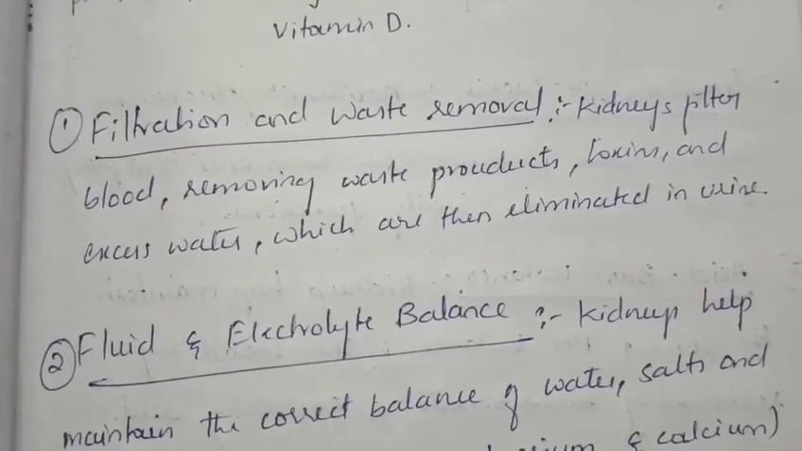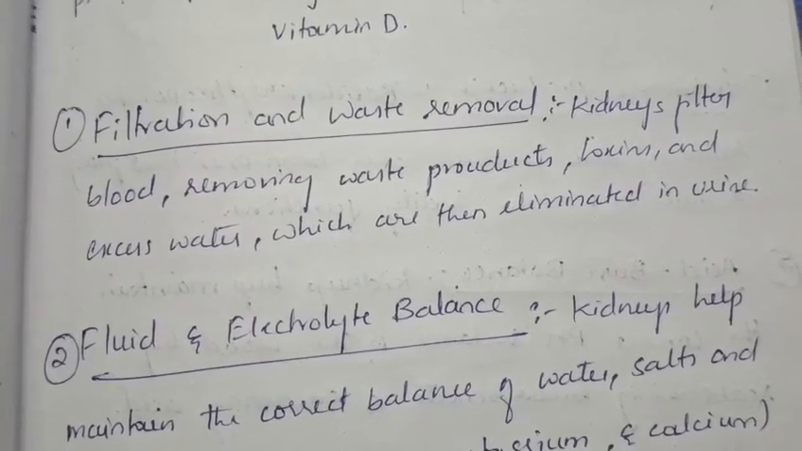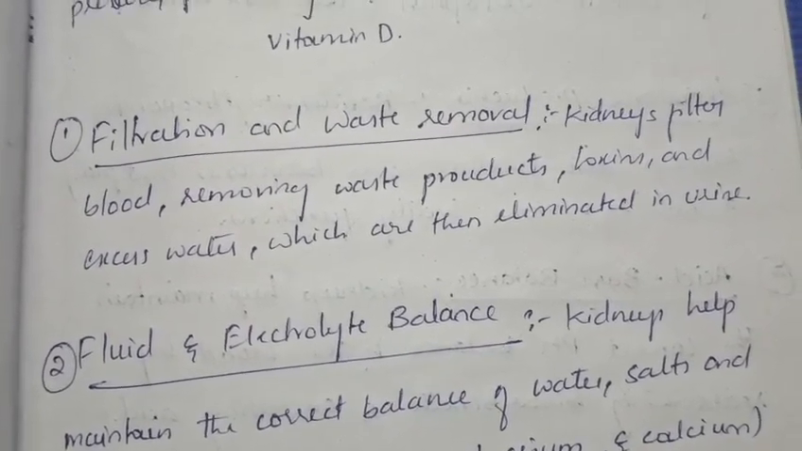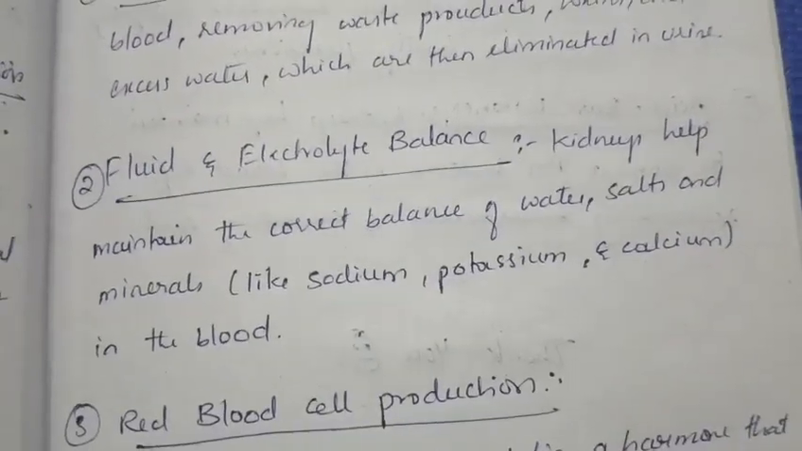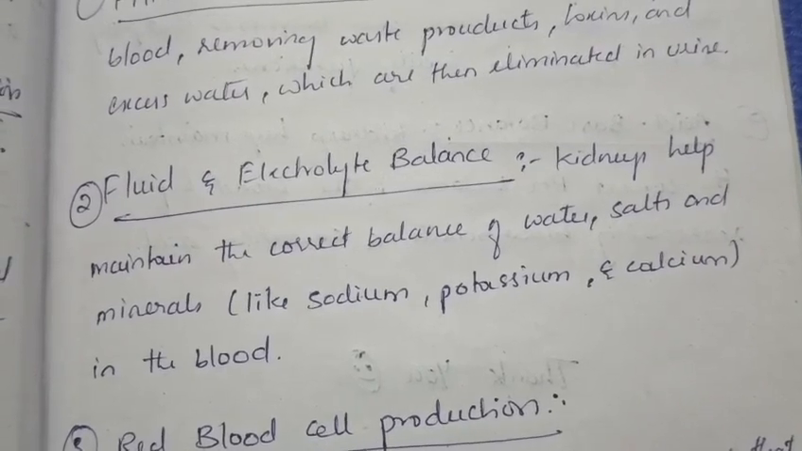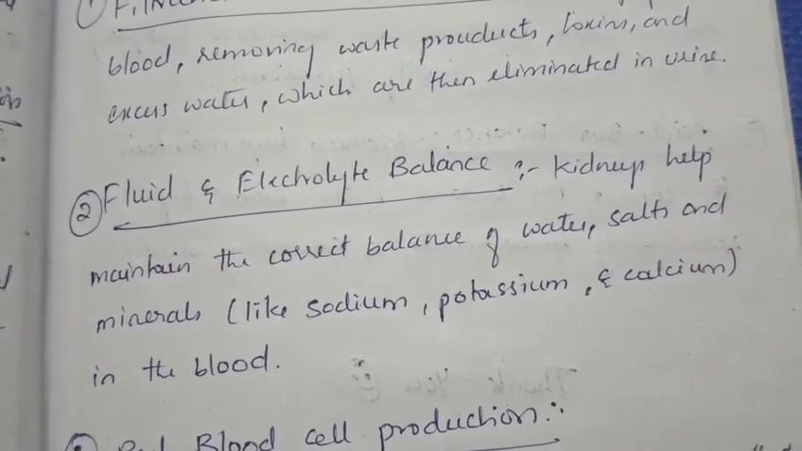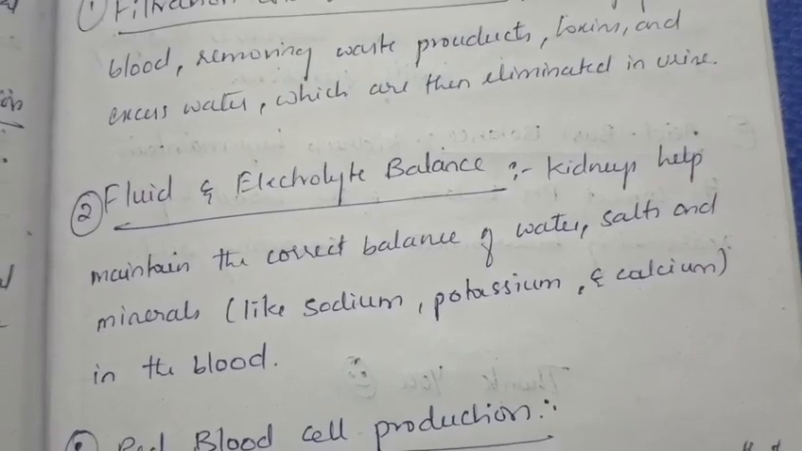Functions of the kidney. Kidneys filter blood, remove waste and excess fluid, and maintain the body's fluid and electrolyte balance. They also play a role in regulating blood pressure, producing red blood cells, and activating vitamin D. Filtration and waste removal: kidneys filter blood, removing waste products, toxins, and excess water, which are then eliminated in the urine. Fluid and electrolyte balance: kidneys help maintain the correct balance of water, salt, and minerals like sodium, potassium, and calcium in the blood.